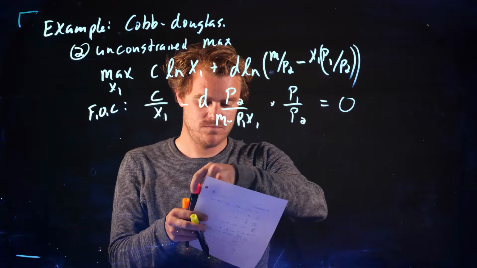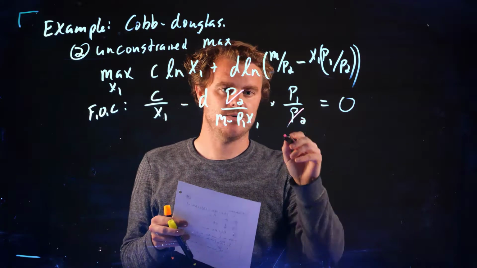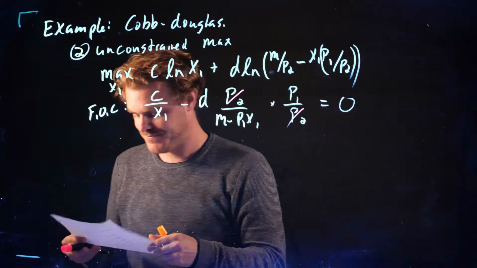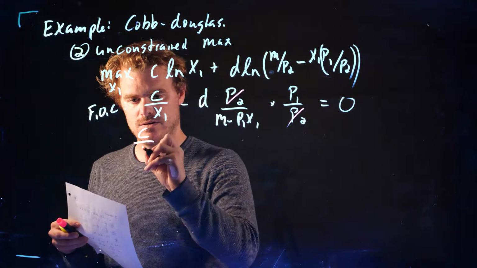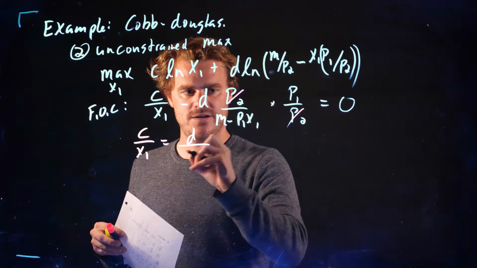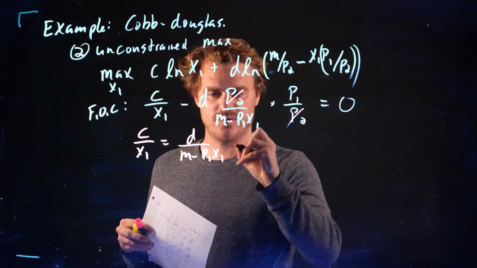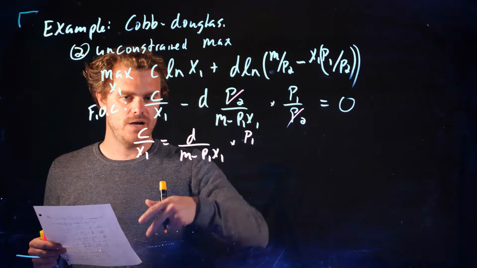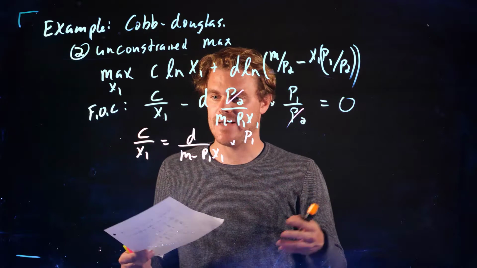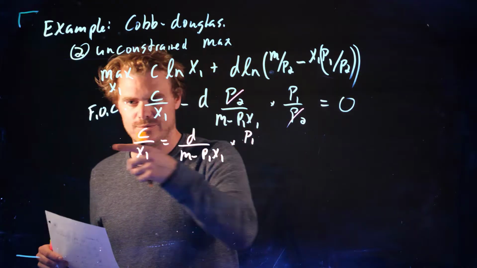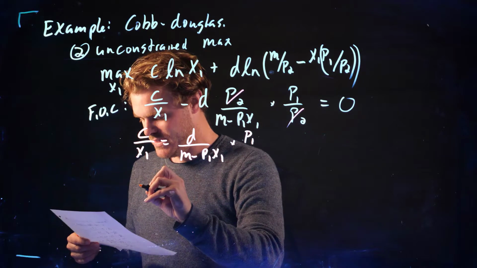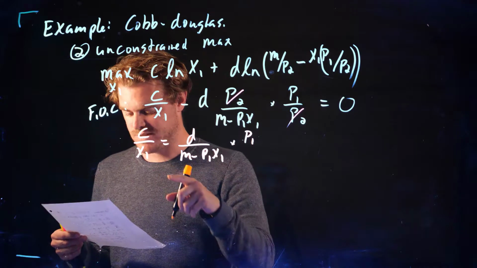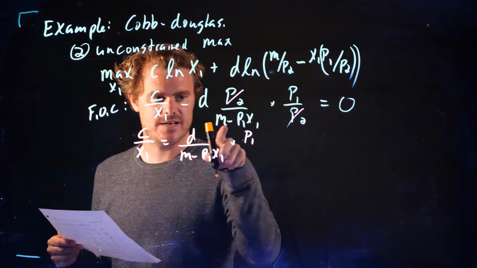So this will cancel out with this. So now we have c over x1 is d over m minus p1 x1 times p1. And we're solving for x1 here. We're going to gather the terms with x1 and solve for it. Wish I would have written that line a little bit further out here, but I'm just going to rearrange this. I'm going to cross multiply, so this times this and this times everything else over here.